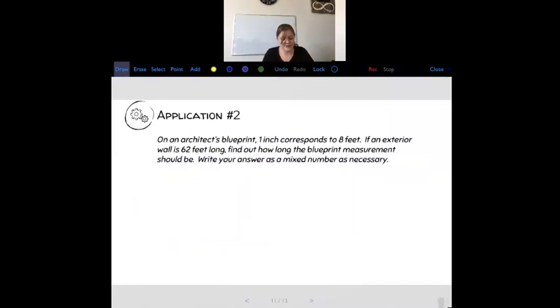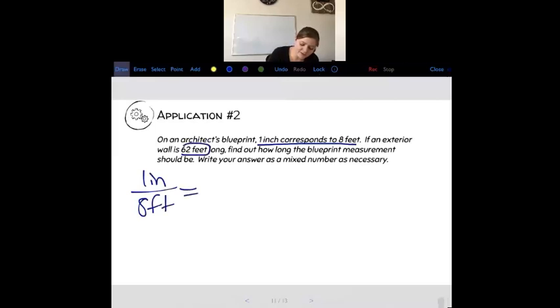Application number 2. On an architect's blueprint, 1 inch corresponds to 6 feet. If an exterior wall is 62 feet long, find out how long the blueprint measurement should be. Write your answer as a mixed number as necessary. Okay, so we're going to set up a proportion. The first piece of information we're given is that 1 inch is equal to 8 feet. So I'm going to write 1 inch, 8 feet. Okay, an exterior wall is 62 feet long. So now we want to determine, does the 62 go in the numerator or the denominator? It has to go in the denominator because feet has to correspond to feet.